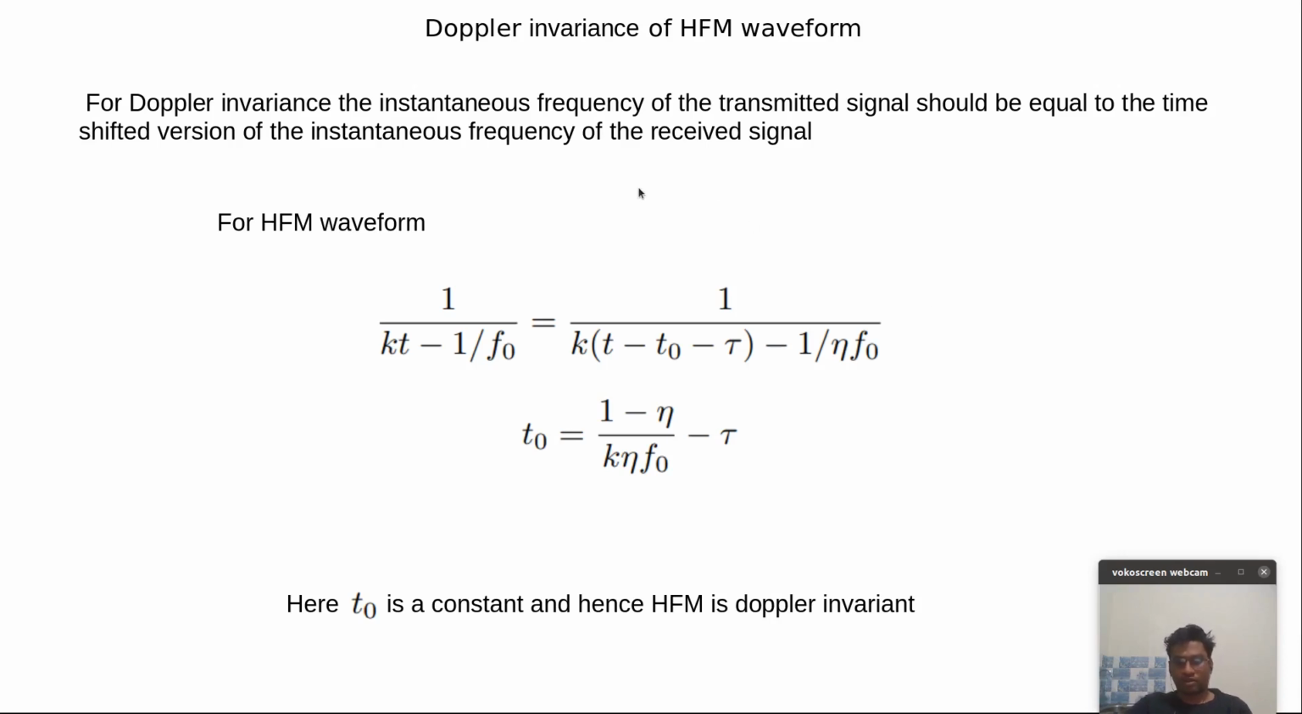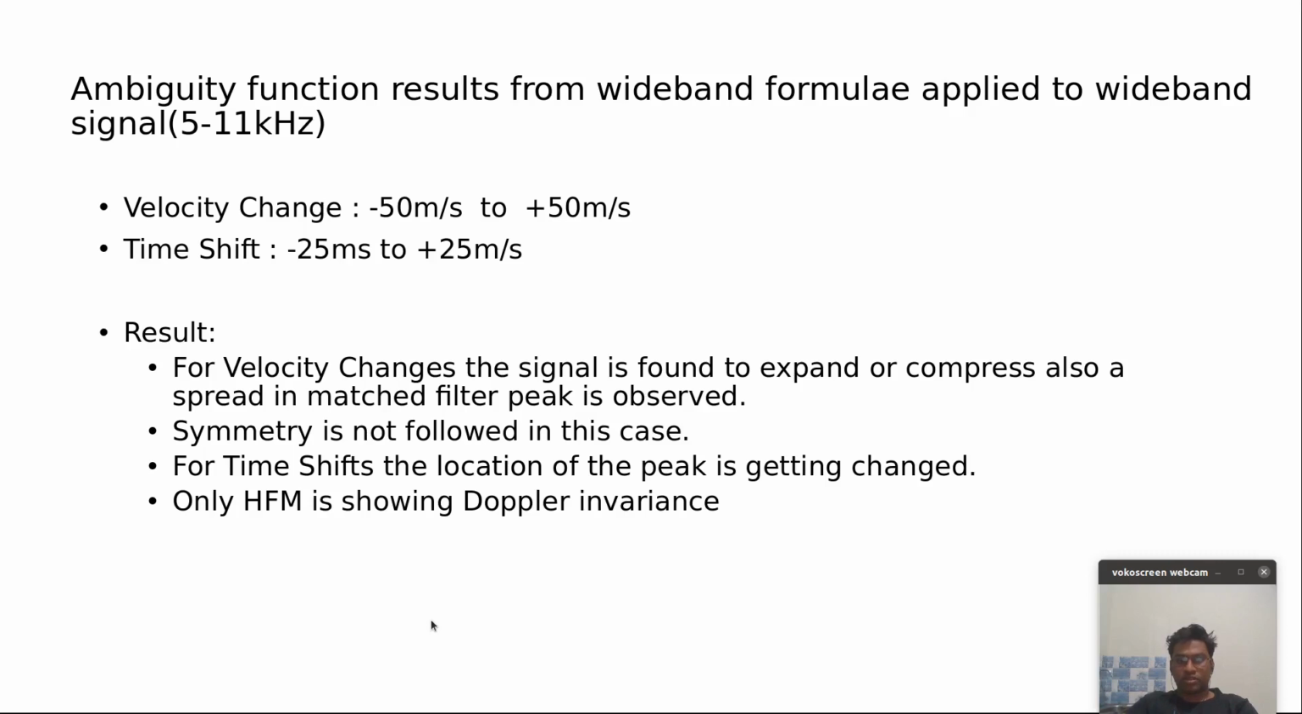So this is a little mathematics for that. So what it says is the instantaneous frequency of the transmitted signal should be equal to the time shifted version of the instantaneous frequency of the received signal. So we have done a mathematical proof in the paper, and based on that, what we got is here the time shift T0, that is time shifted version of the instantaneous frequency. That time shift is a constant. What we found out is that time shift is a constant, and hence we can prove that HFM is Doppler invariant. So these are the findings.